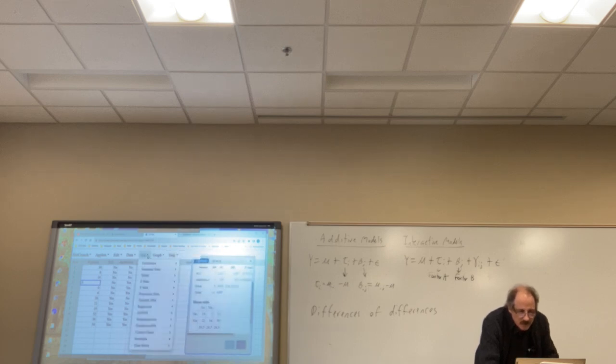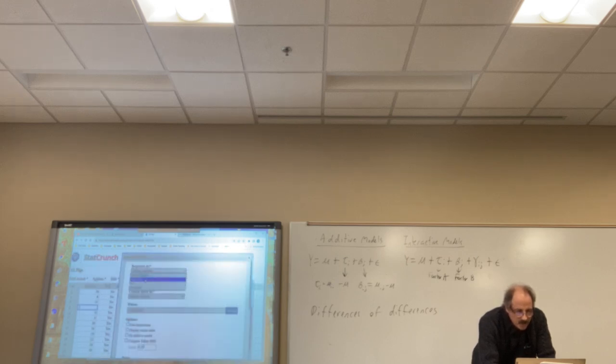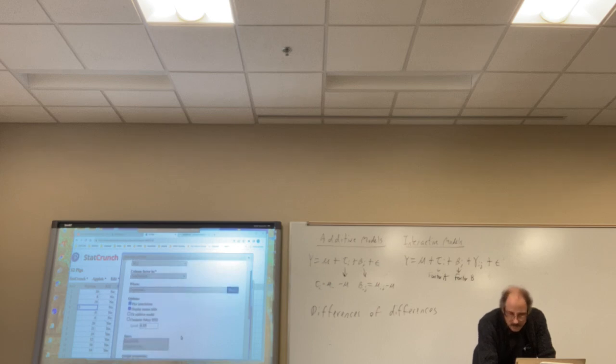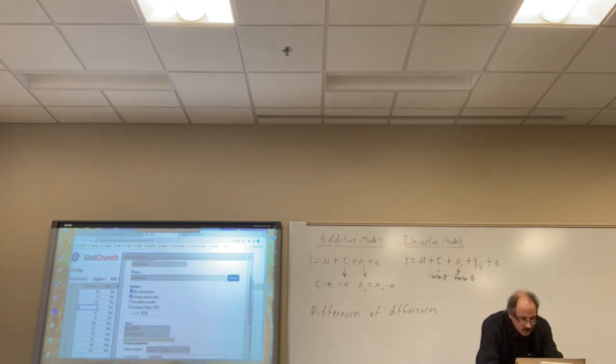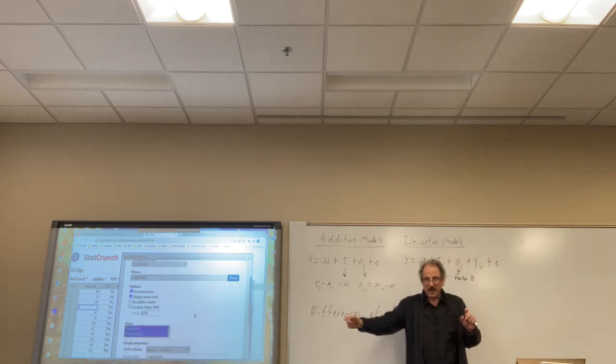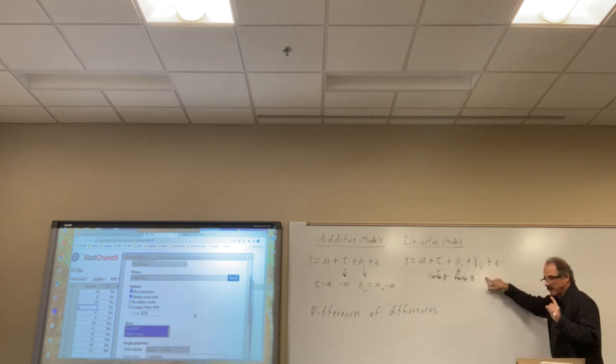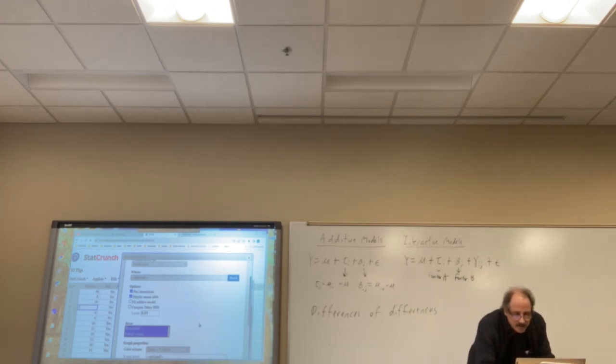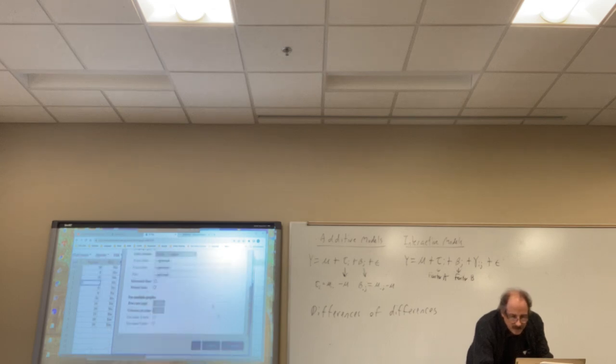Let's do an interactive model. We have reason to believe there is interaction. So let's do two-way. I'll do weight gain, the same B12 and the same antibiotics. I will now not check the additive model, but I am going to put in the fitted values and the residuals. So I'm going to get another pair of columns, but now they're going to be for this. And I'm going to hit compute.